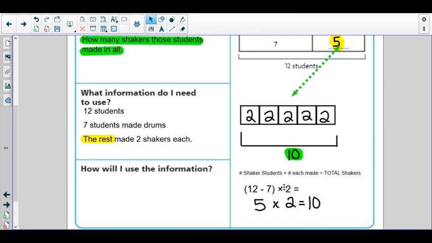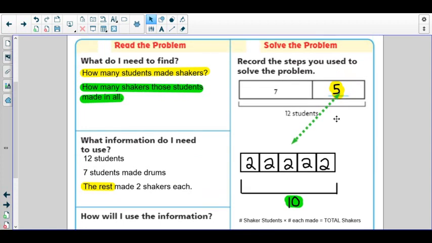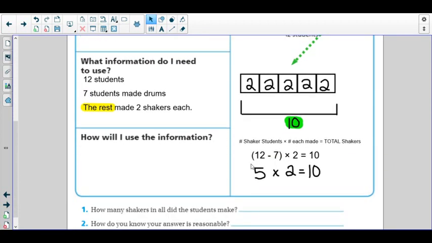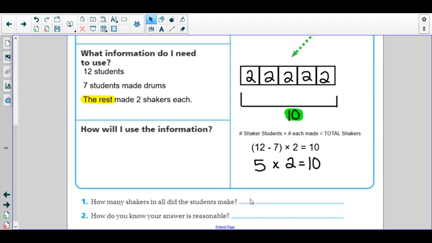So this right here is the going above and beyond way of finding this answer. This right here is what all of this up here looks like. So how many shakers in all did the students make? They made 10 shakers.